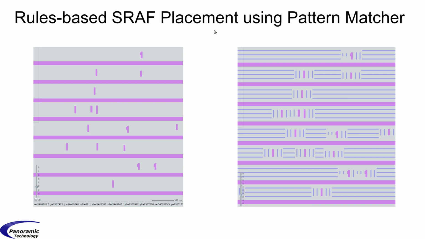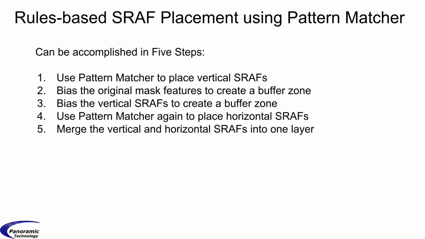Finally, I'm going to talk about SRAF placement, rules-based SRAF placement using Pattern Matcher. So in this example, we need to put SRAFs down, and we're going to do it in a rules-based approach. It's going to look like this when we're done, but let's see how we use the Pattern Matcher to do that. It's going to be 5 steps. First, we're going to place vertical SRAFs. Then we're going to bias the original mask features to create a buffer zone around the original mask features. And we're going to bias the vertical SRAFs to create a buffer zone around them. Then in the space left over, we'll add horizontal SRAFs, and then we'll merge everything together. Merge the vertical and horizontal SRAFs into one layer.